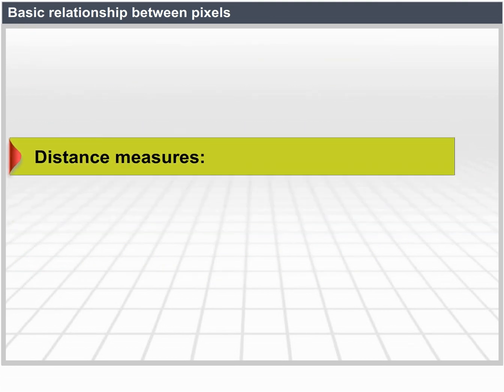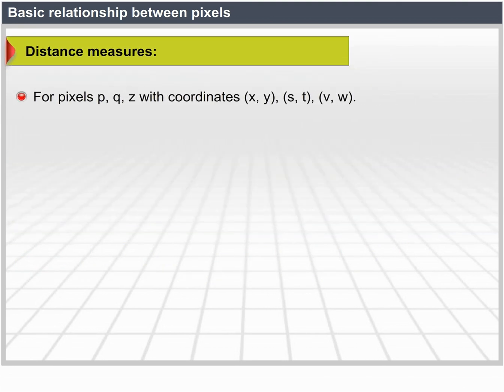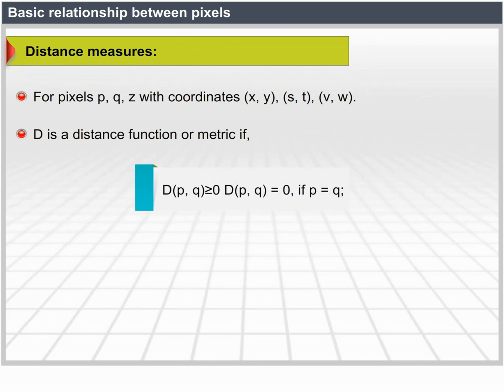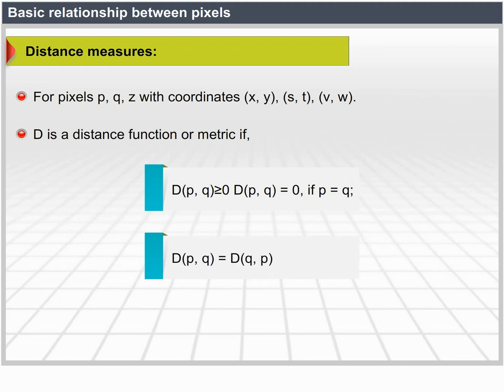Distance measures. For pixels P, Q, Z with coordinates (x, y), (s, t), (v, w), D is a distance function or metric if D(P, Q) is greater than or equal to 0, D(P, Q) equals 0 if and only if P equals Q, D(P, Q) equals D(Q, P), and D(P, Z) is less than or equal to D(P, Q) plus D(Q, Z).